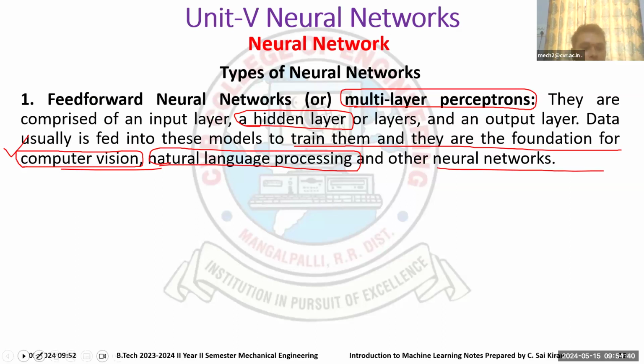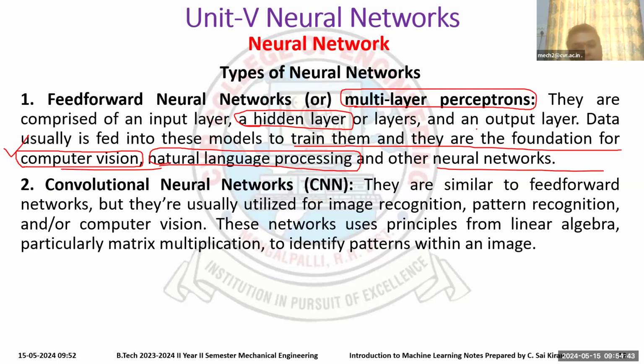The next type is CNN. These are similar to feed-forward networks, but they are used only for image recognition or pattern recognition. It divides the image into a number of pixels. If you want more clarity in the image, the pixels should be more. It can recognize the image and also find patterns, whether the pattern is increasing, decreasing, or staying constant. We also use CNN for computer vision.